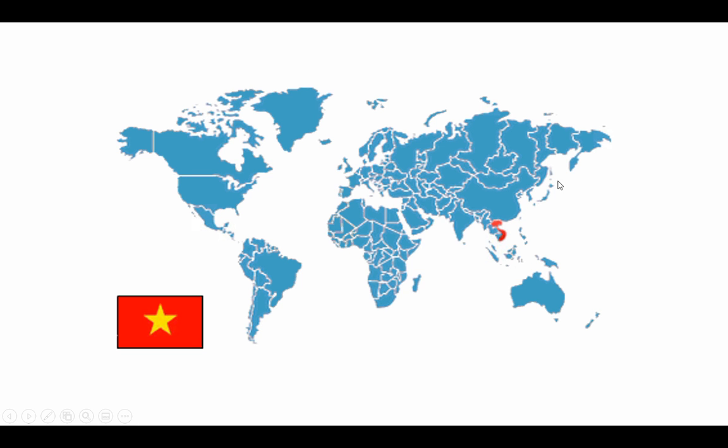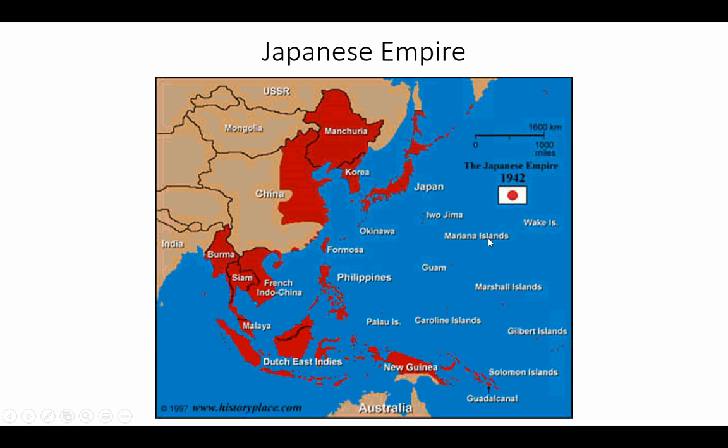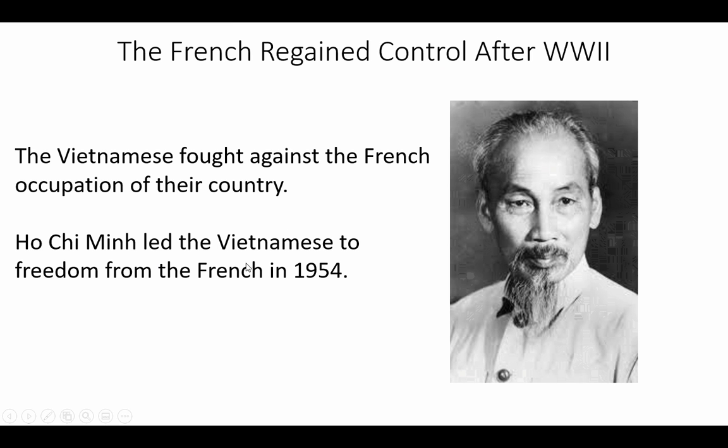Welcome back. So here we have Vietnam right here, this S-shaped country in Southeast Asia. This part used to be part of what was called French Indochina. However, in World War II, with the Japanese Empire taking over much of Asia and the Pacific, this region of French Indochina, Vietnam, was taken over by the Japanese. And the Vietnamese fought against the French occupation of their country. However, the French took over Vietnam again after the Japanese were kicked out.